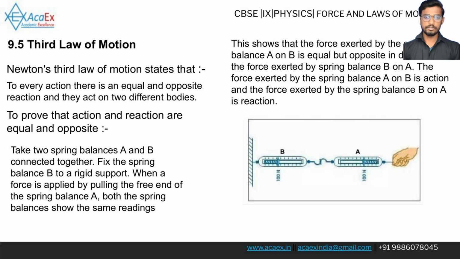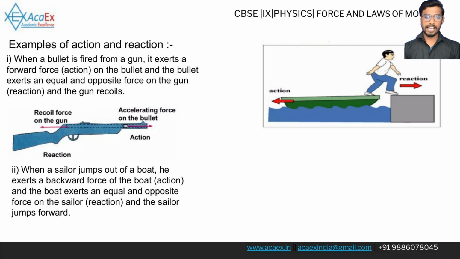Third law of motion: to every action there is an equal and opposite reaction. They act on two different bodies. Experiment: two spring balances show equal readings when pulled. Force by A on B equals force by B on A. Examples of action and reaction: firing a bullet, the gun recoils backward. Jumping from a boat, the sailor moves forward.